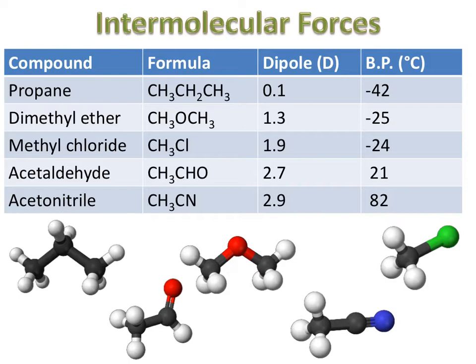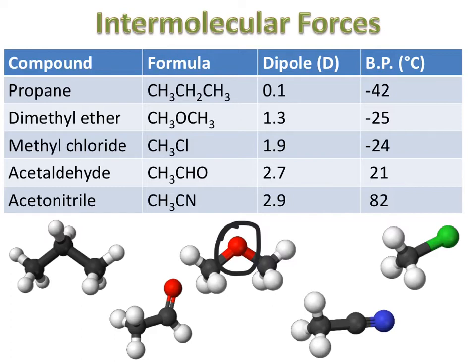This table shows several compounds and their dipole moments and their relative boiling points. Propane basically does not have a dipole moment. All of its bonds are nonpolar, and its boiling point is minus 42 degrees Celsius. Dimethyl ether is polar because it has an oxygen in the middle. That's this molecule down here. The boiling point is minus 25.